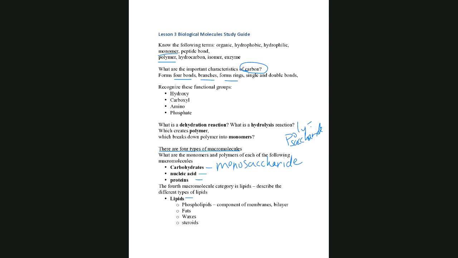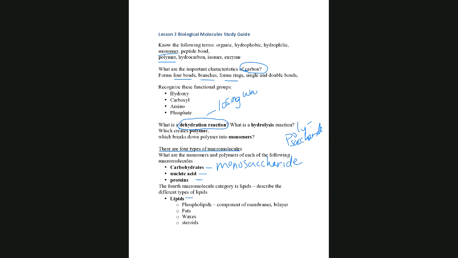Now, the lipid category we'll talk about last because it's a little bit different, but each of these has a specific monomer. The monomers are bonded together to form a polymer, and it happens by way of a dehydration reaction, which means you're building up this big polymer by losing water. Okay, I'm going to show you what I mean by this in a second. That's why it's called dehydration.